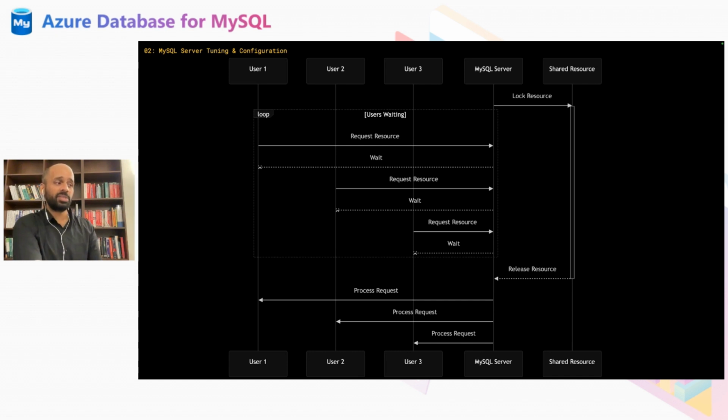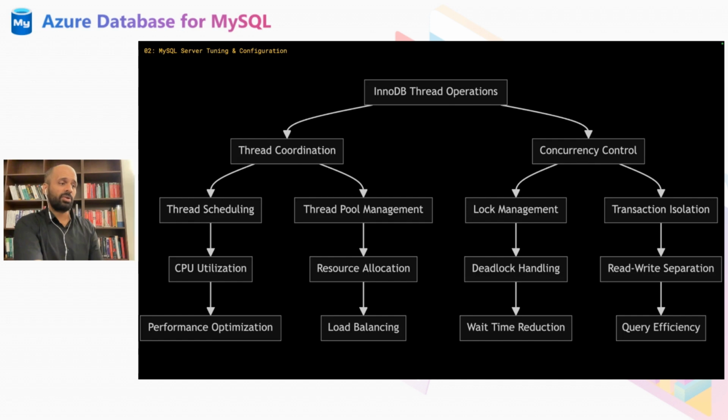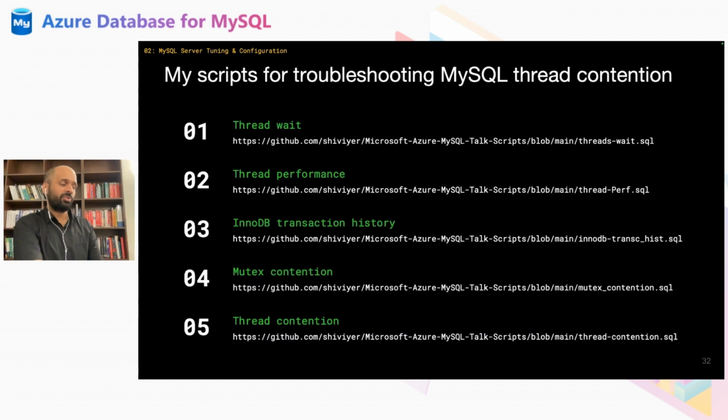The next diagram is an inverted tree structure of what the MySQL thread operations look like. Like I said, threads are busy waiting for resources, busy serving on the transaction completion, and about the query efficiency. Everything is linked to the thread ops, right? So these are my collection of scripts for the thread ops. I've got to accelerate. I've got only 5 minutes.